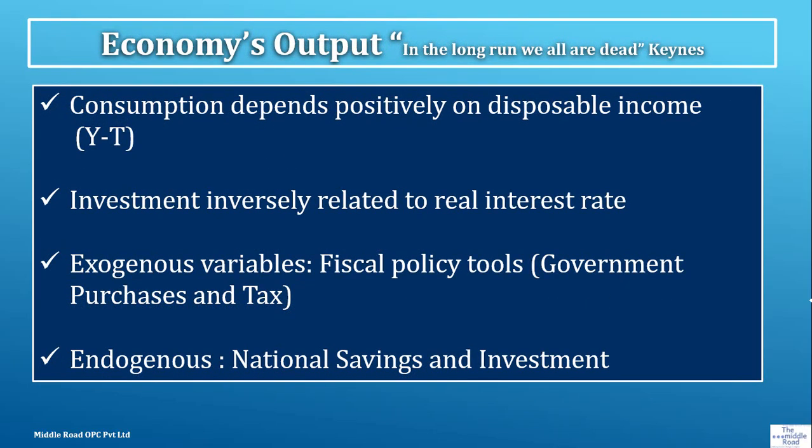Let's understand what is an economy's output. We looked at consumption, which depends positively on disposable income, which is Y minus T. We saw investment is inversely related to real interest rates. We saw exogenous variables, fiscal policy tools, government purchases and tax, and we also looked at endogenous variables like national savings and investment. Now we'll see as we go forward, the next module is how we are going to use specifically government purchases and tax to influence national saving.